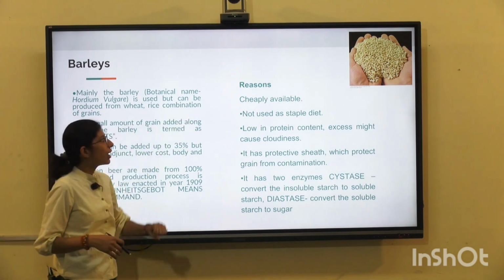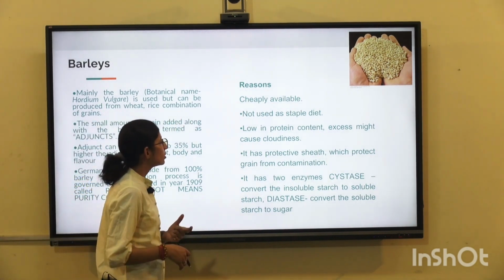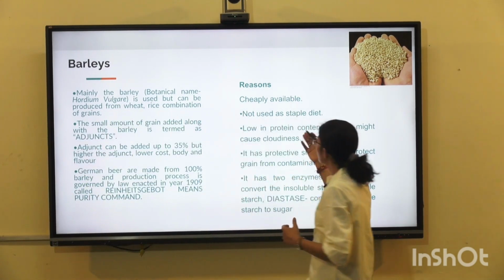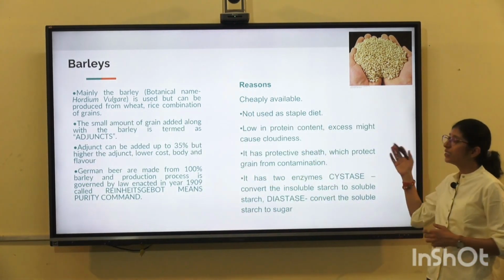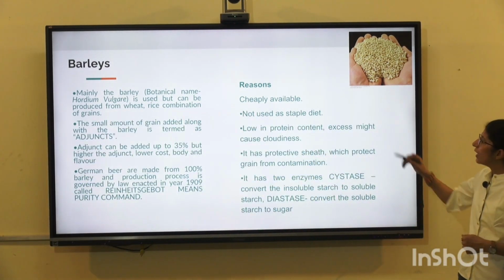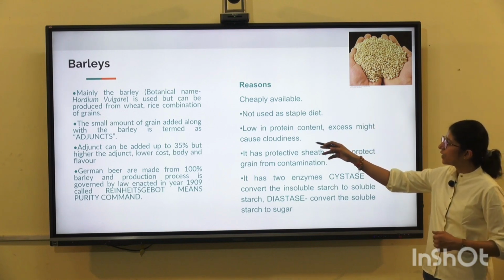Now, why select barley? It is cheaply available. It is not used as a staple diet. It has a very low protein content that does not cause cloudiness, while an excess of protein causes cloudiness.